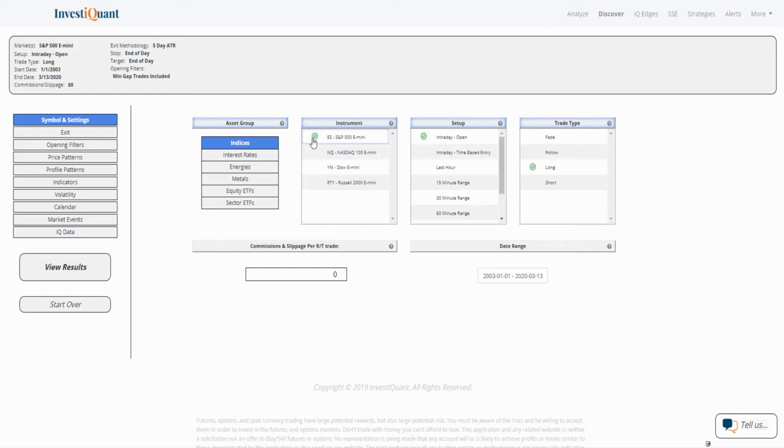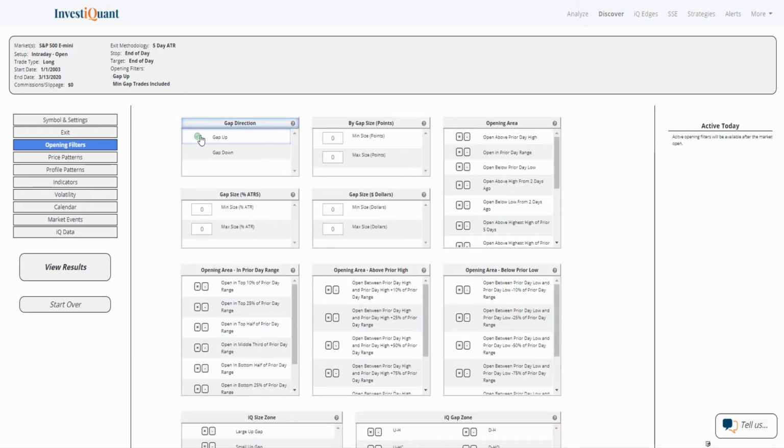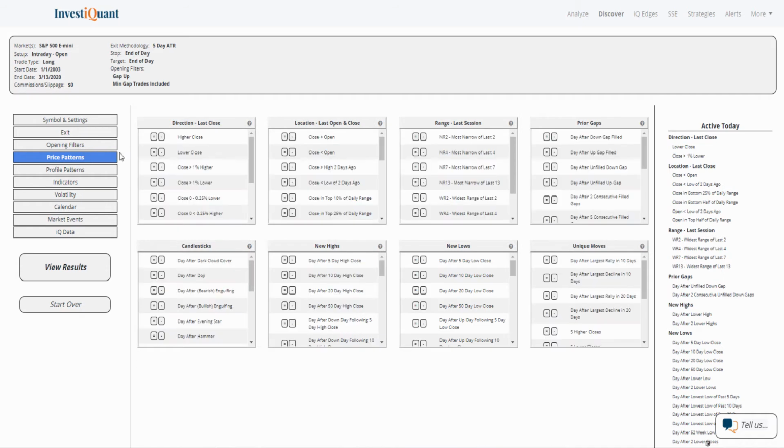I'm going to set this up as ES, entering intraday open here, long, 9:30 a.m. Eastern time. See trade type long there. I'm going to keep the stop target end of day, which means it is entering with a long at the open and exiting at the close of regular trading hours, which is 4:15 p.m. Eastern time. The opening filter I'm going to use is gapping up, and the pattern we're going to be looking at is a weak close in a bearish environment.